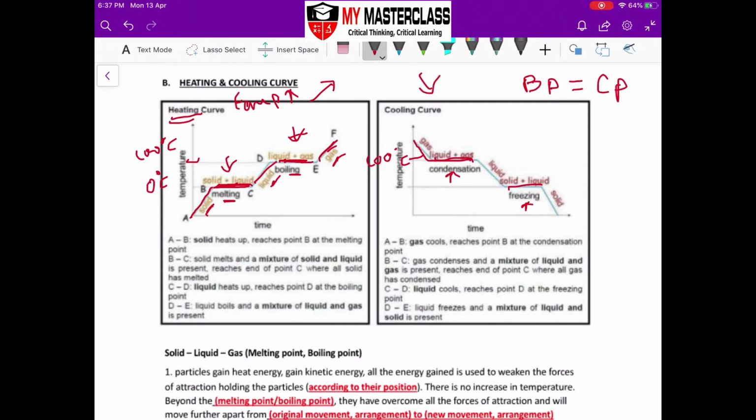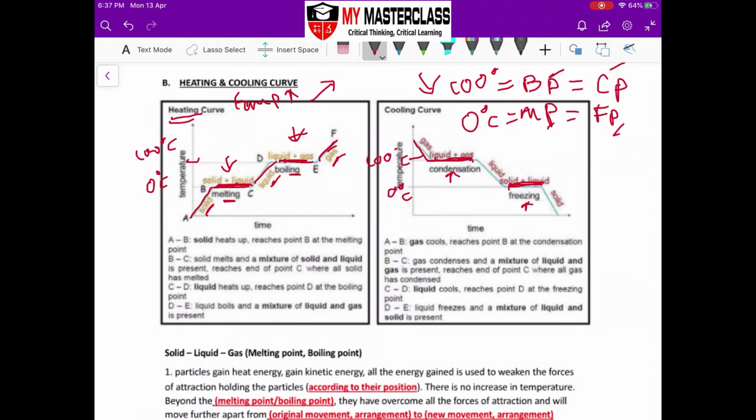So an important point over here: my boiling point is equal to my condensation point if it is pure. And then my freezing point is at 0 degrees Celsius. My melting point is equal to my freezing point. Boiling point equals condensation point, this one takes place at 100 degrees. Melting point equals freezing point, this one takes place at 0 degrees. It is important to know that these two points are the same temperature, and it is always a horizontal flat line.